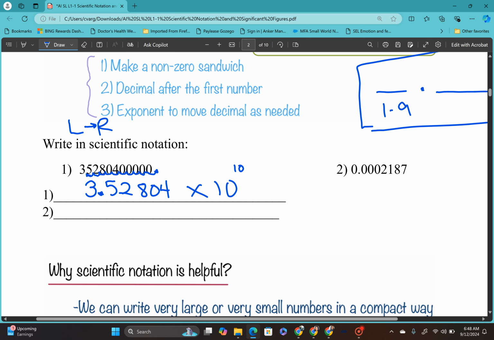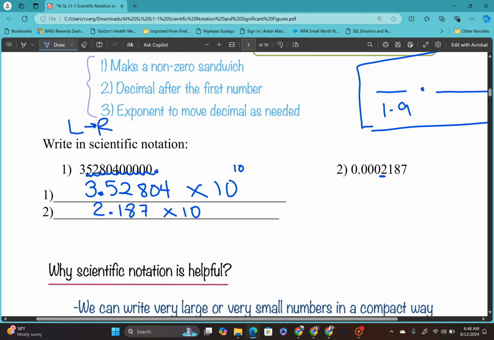Okay. For question number 2, we have the opposite. We actually have a very small number. So we want to look again from left to right and find the first number that is not a 0. So I see a 2. So I'm going to put a 2 there. I'm going to put a decimal point. I'm going to put the numbers to the right. I'm going to put times 10.